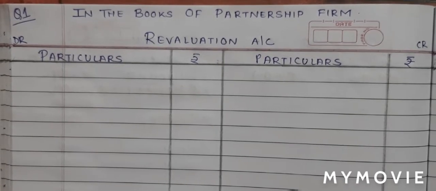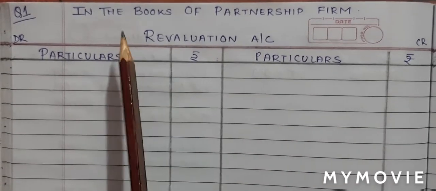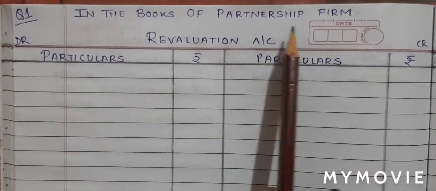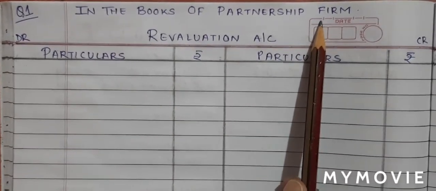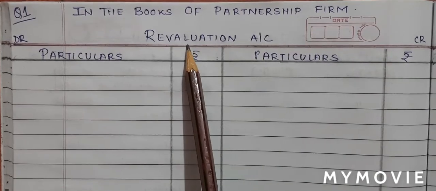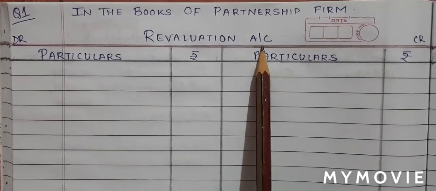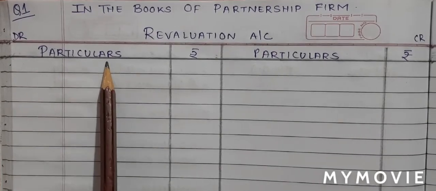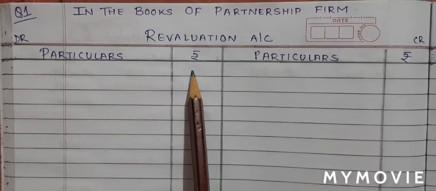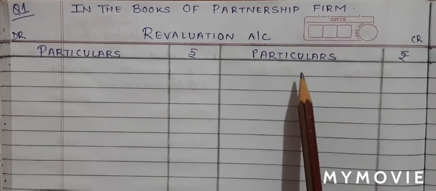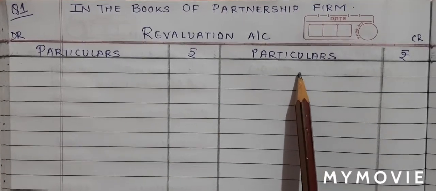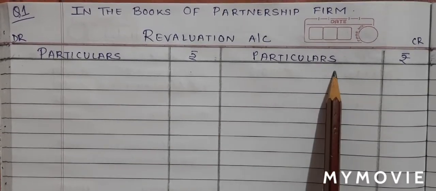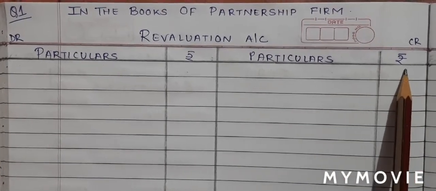For the ledger format, you will give the heading in the books of partnership firm. First you will prepare the revaluation account. On the debit side, you will draw a particulars column and one amount column. And similarly, on the credit side, you will have a particulars column and one amount column.